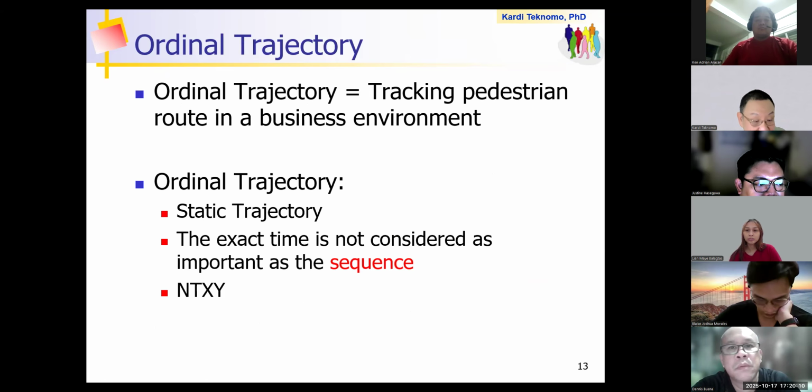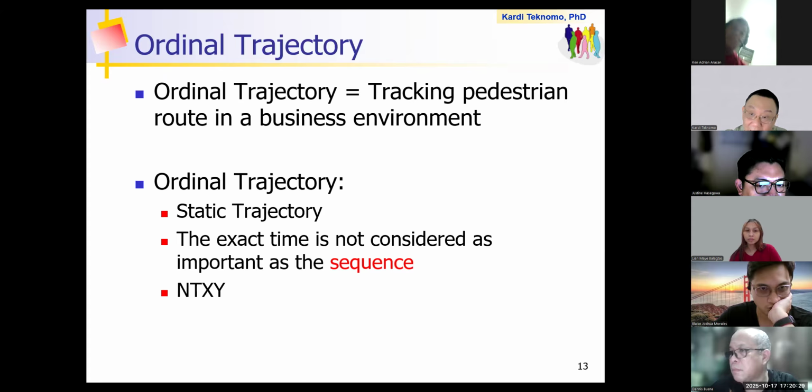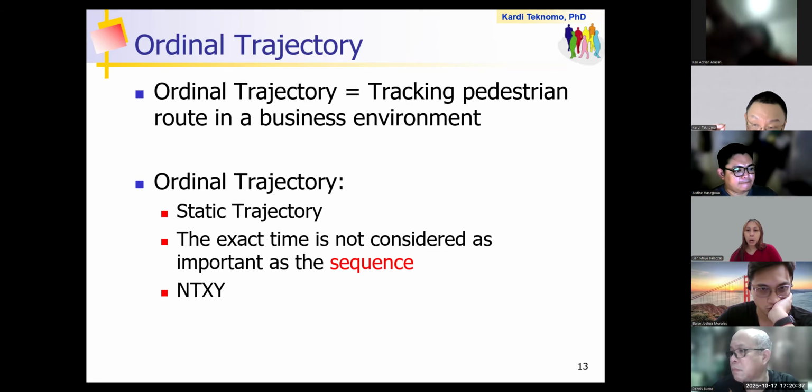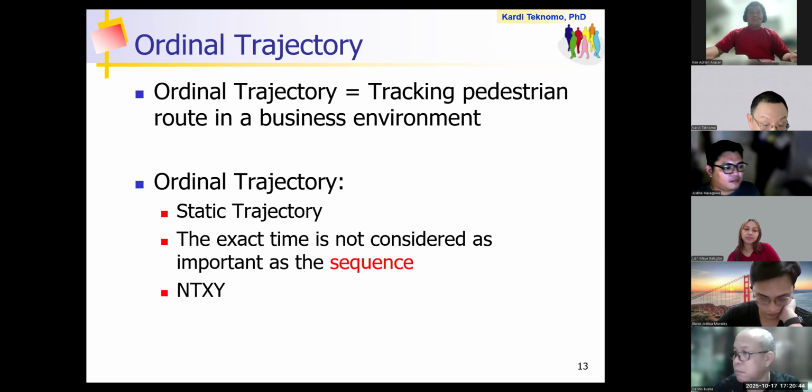Because we are using a questionnaire survey, we don't know the actual time. Later on, I developed it using a mobile phone, so we can actually get the time, so the dynamic trajectory. Because we don't have the time in the questionnaire survey, what we have is called an ordinal trajectory or static trajectory. So the exact time is not important, only the sequence. The most important is actually the trajectory itself, the path.